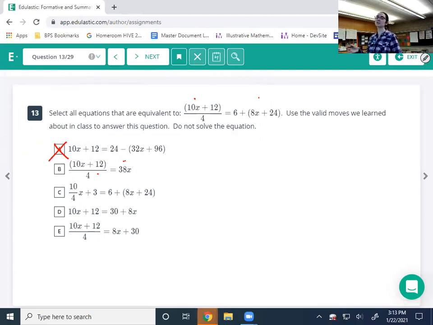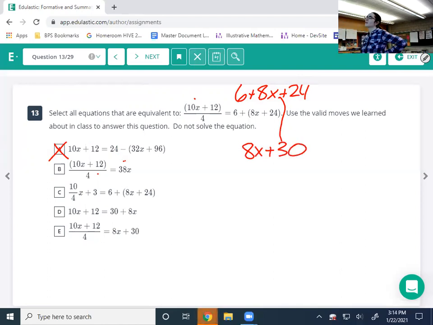If I were to distribute or combine my like terms, I have a 6 plus 8x plus 24. Combine my like terms, this would combine to 8x plus 30. Right? So I have no idea how they got this 38x. That's not going to be equivalent.